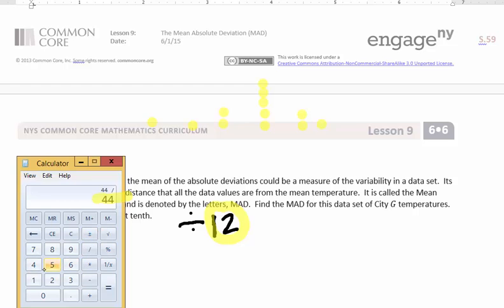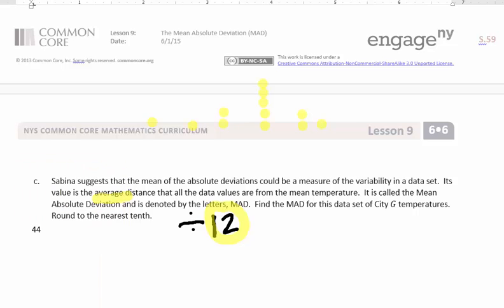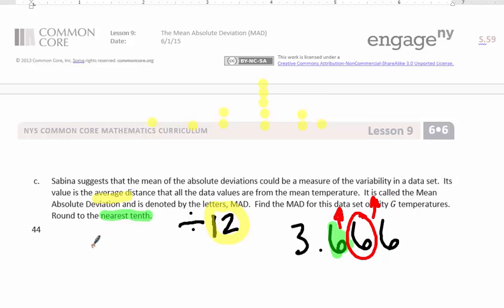44 divided by 12. And I get 3.66667. However, I note it says round to the nearest tenth. So that will be 3.666. Nearest tenth is right here. So remember, for rounding, I look at the number after it, and I see, is this bigger than 5 or less than? If it's larger, I round up. And it is. So this means I round this up 1. So it is 3.7.